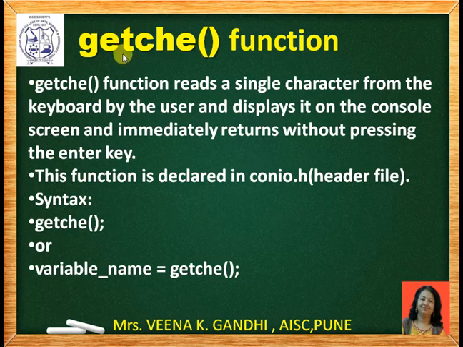The next function is the getche function. It is also not part of ANSI or ISO C. It will not work under the GCC compiler on Unix or Linux platform. It is part of the Turbo C compiler. The getche function also reads a single character from the keyboard typed by the user and displays it on the console screen, and immediately returns without pressing the enter key. This function echoes the character on the screen, whereas the getch function does not echo that character. It is defined in the conio.h file, so you must include this file in the program. Syntax: getche(), or you can store it in a variable name equal to getche().